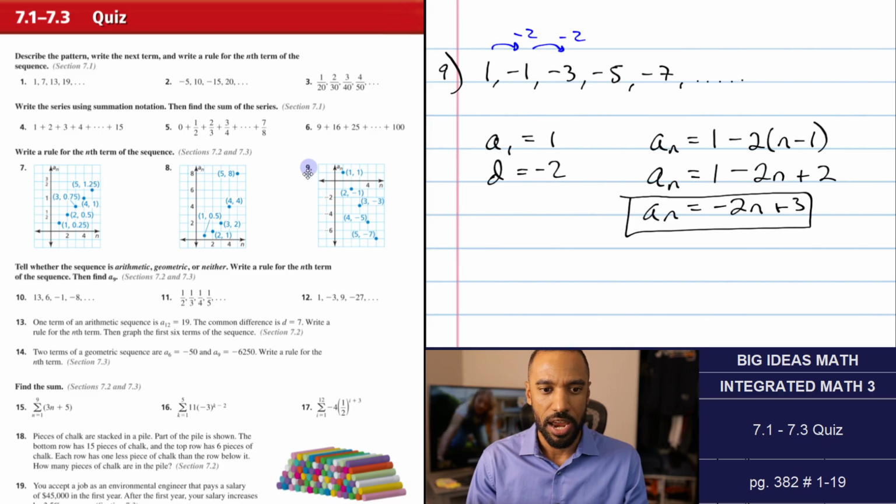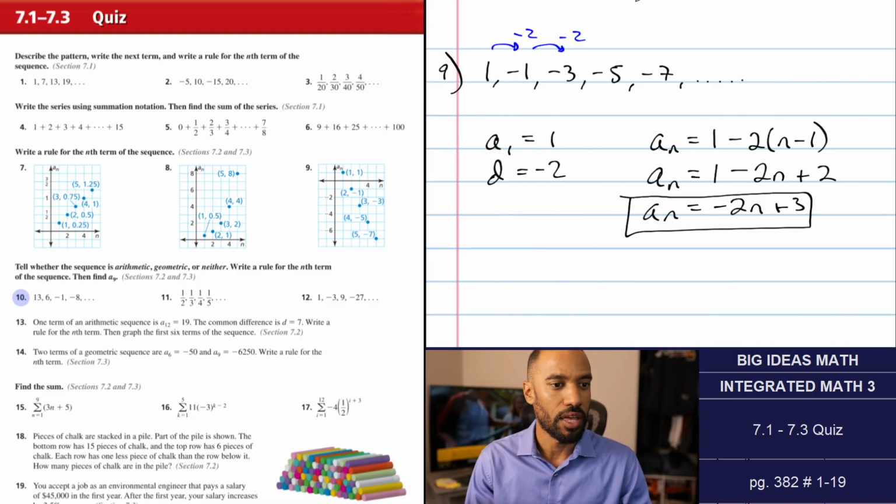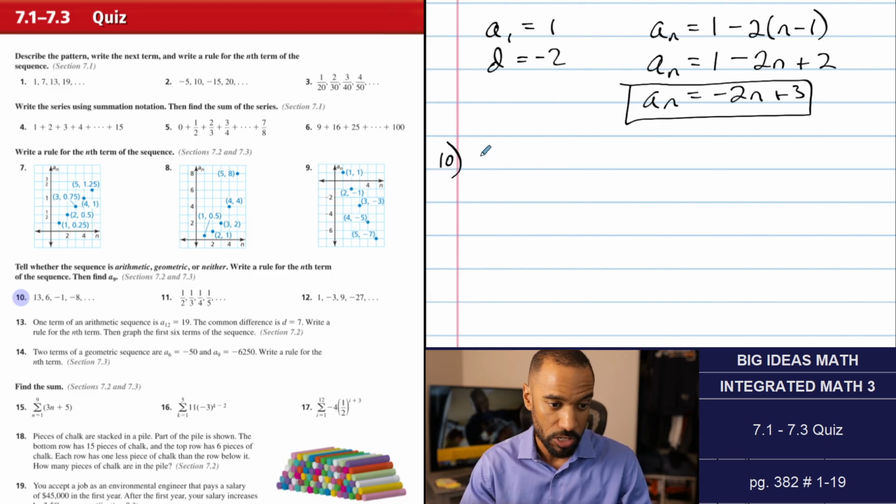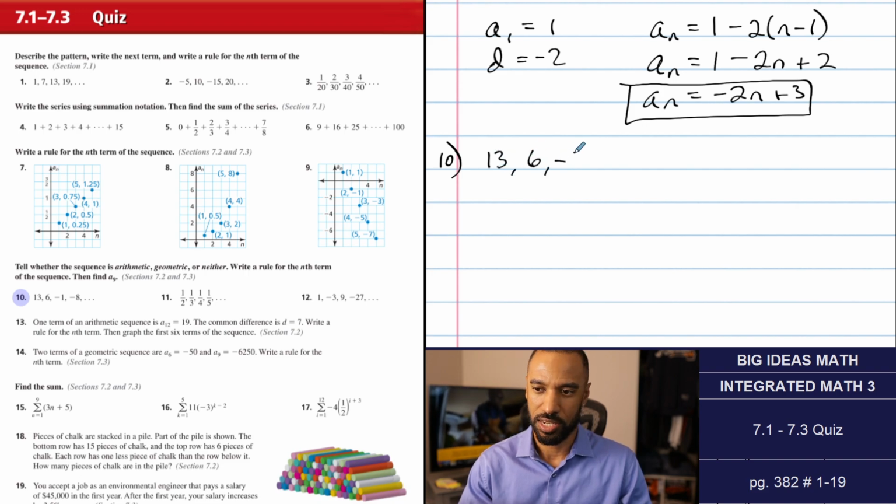Tell whether the sequence is arithmetic, geometric, or neither. Write a rule for the nth term of the sequence, then find a sub 9. So this sounds a lot like what we were doing in 1 through 3, only they call this section 7.2 and 7.3 because they get to officially use the phrases arithmetic and geometric, although I was kind of using them before. 13, 6, -1, -8 is a subtraction of 7 from one term to the next. That very thing would make this arithmetic.